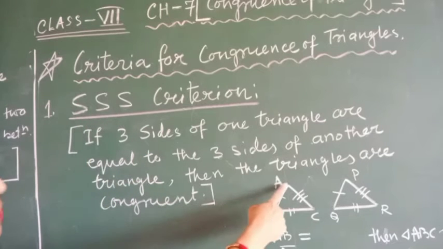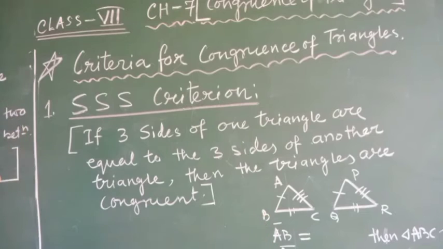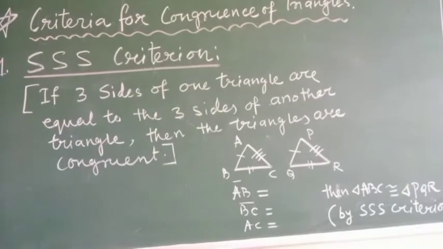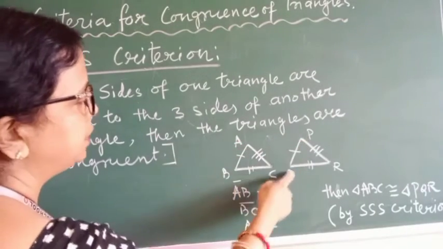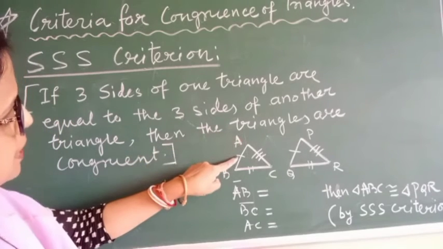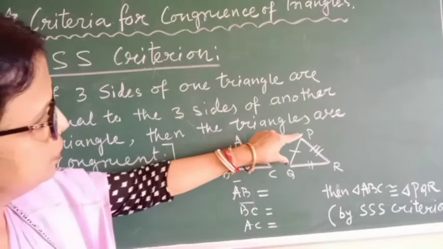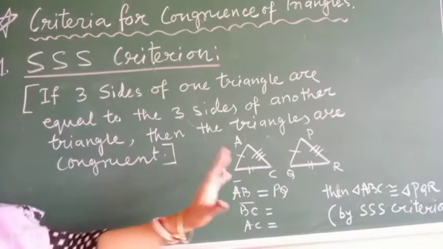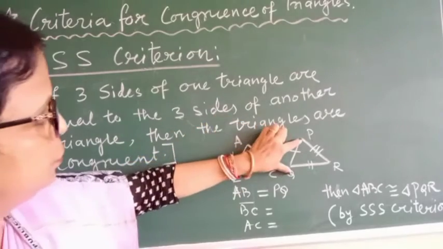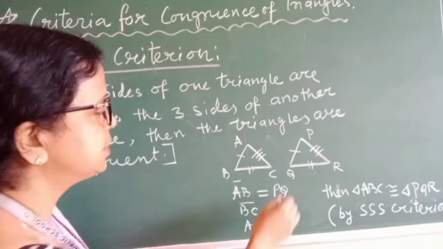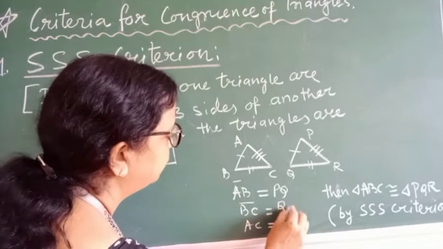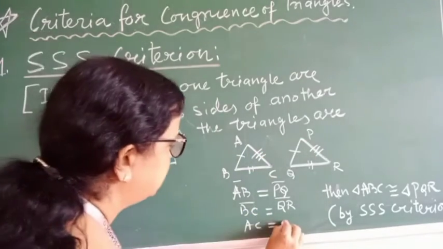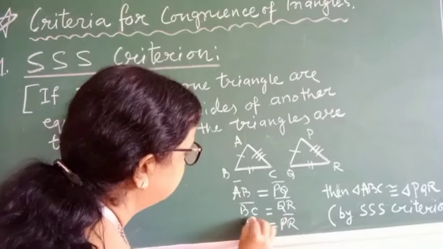Now, for one example I have taken here one triangle ABC and another triangle PQR. Let triangle ABC and PQR, side AB, by this sign you can understand that side AB is equal to side PQ. So side AB equal to PQ is given. Side BC is equal to QR and side AC is equal to PR.